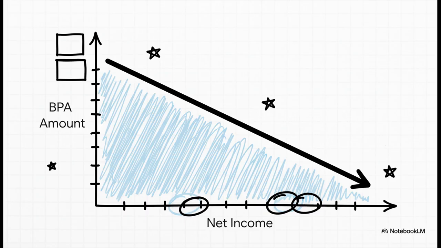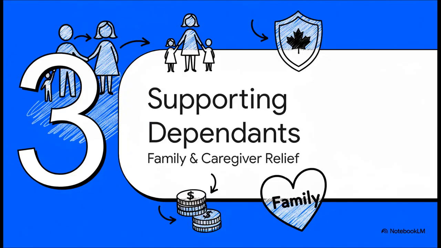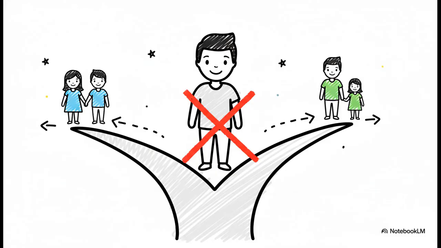Building on the concept of the BPA, the tax system also provides more relief for people who are financially responsible for their family members. So this next group of credits is designed specifically for those of you supporting a spouse, a child, or another dependent. Two of the most common credits in this category are the spousal credit and the eligible dependent credit.